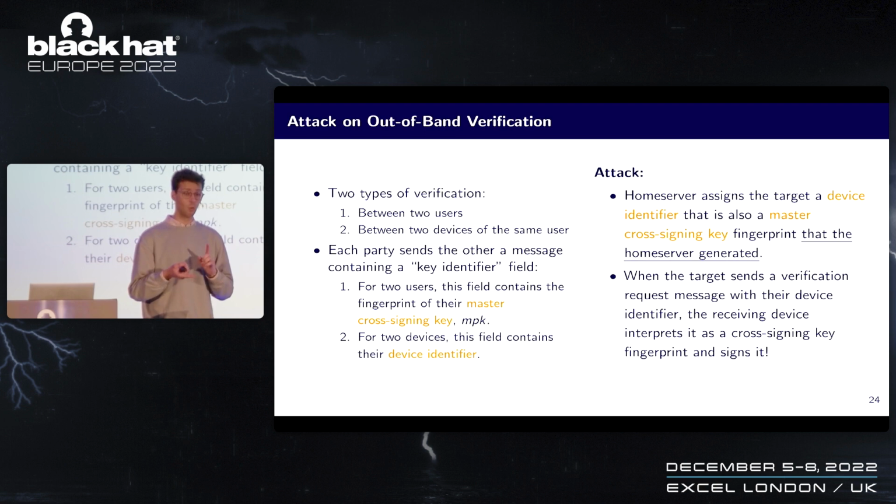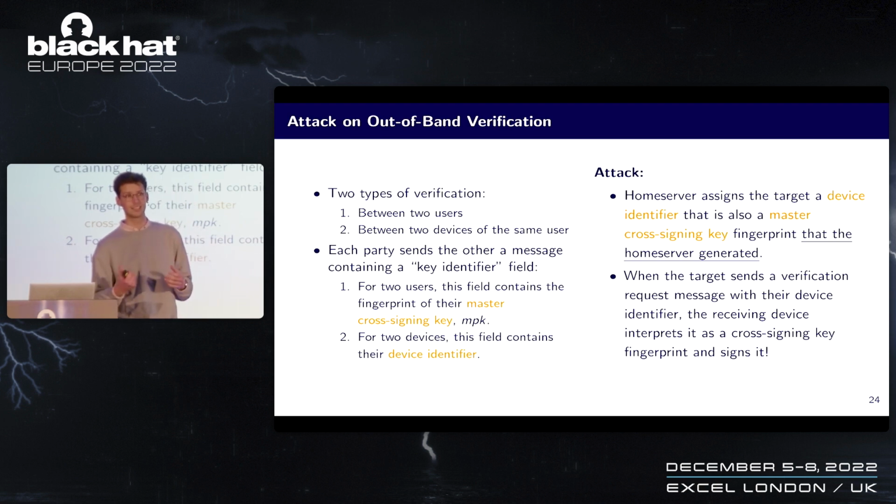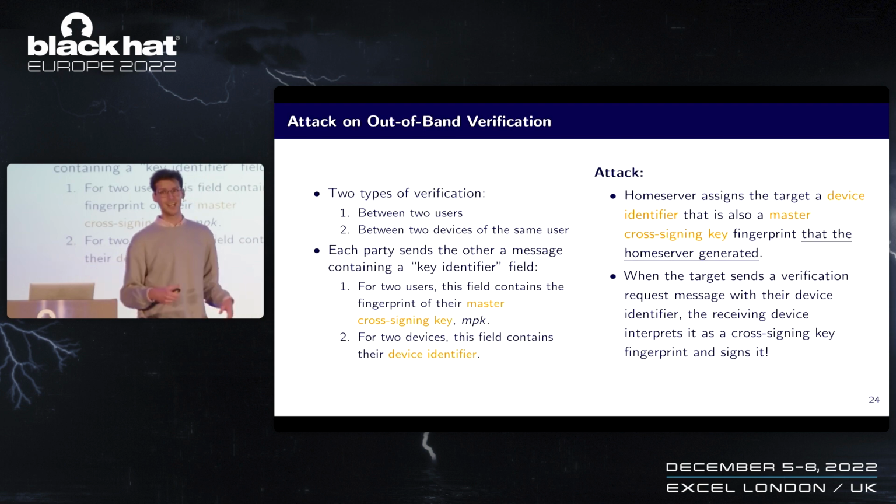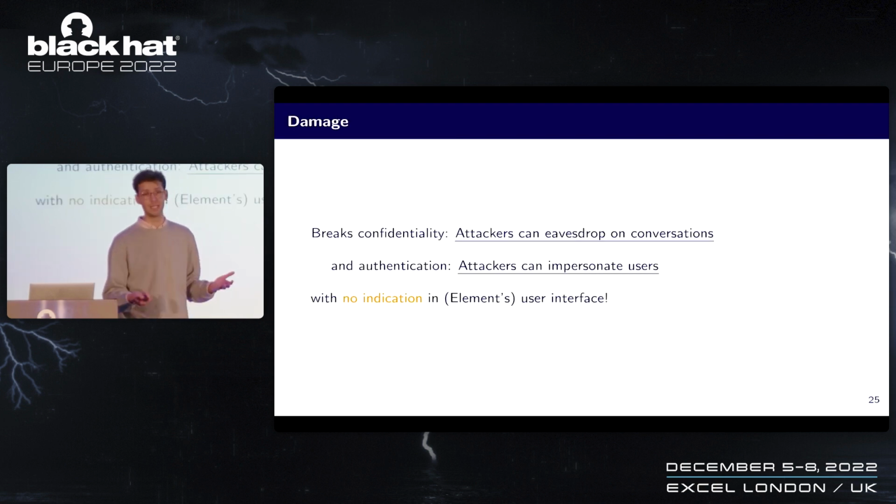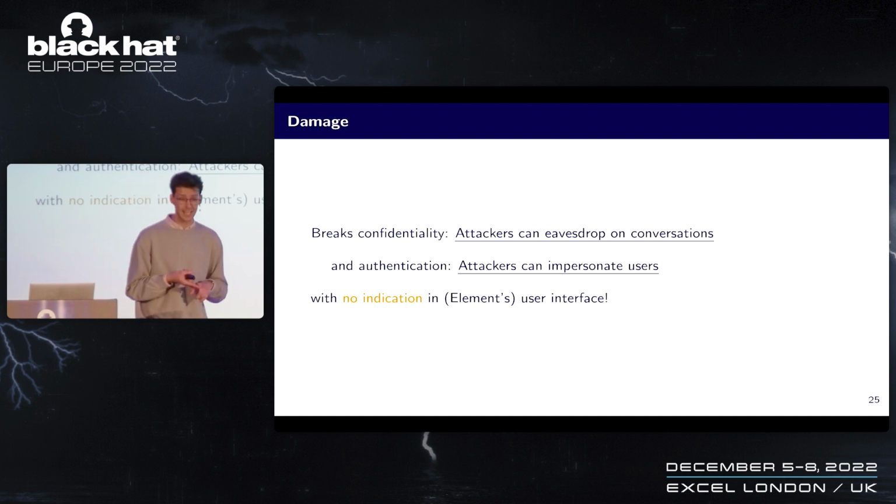And this is worrying because it's controlled by the home server. And the home server can, and this is what they do in this attack, generate their own fake cryptographic identity for a user and allocate it as the device identifier. And now, when that device does a verification, it'll send its device identifier, and the receiving party will interpret that as a user's cryptographic identity at the end of this process, and will now, instead of trusting that device, trust the cryptographic identity that the home server controls. And this enables a complete break of the protocol. The attacker can eavesdrop on the conversations, they can impersonate users, and there's no indication in the user interface other than a slightly funky looking device identifier if you look closely.